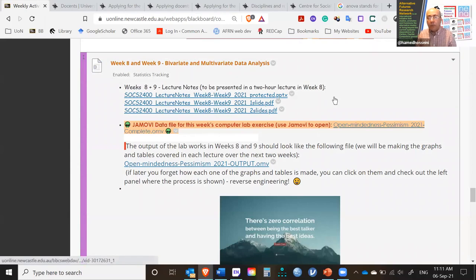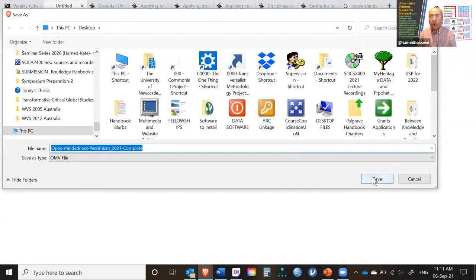I have also made the data set, the data file, more suitable to Jamovi, and I need you to download it onto your desktop. Like before, as you can see, it's an OMV file. You can simply click on it and open it, and hopefully Jamovi would recognize it. If not, you have to go to Jamovi and open the file from there.